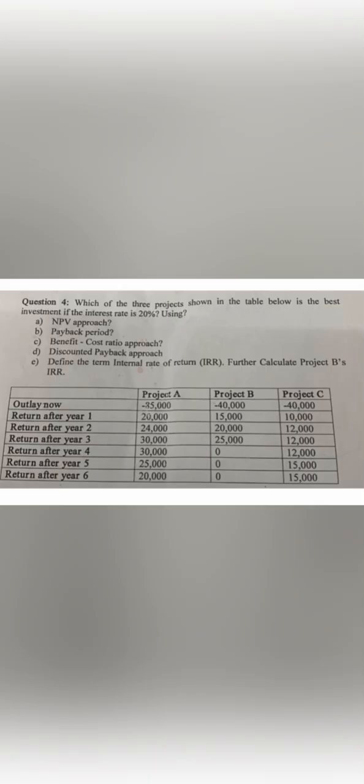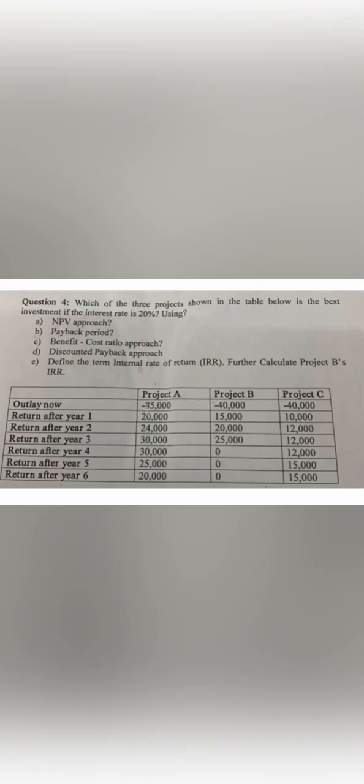So for A, they want us to choose the project which is better using NPV. Then for B, using payback period. For C, using benefit cost ratio approach. Then for D, discounted payback period approach. Then for E, they are saying define the term internal rate of return and further calculate project B's internal rate of return. Okay, so we have the table here.